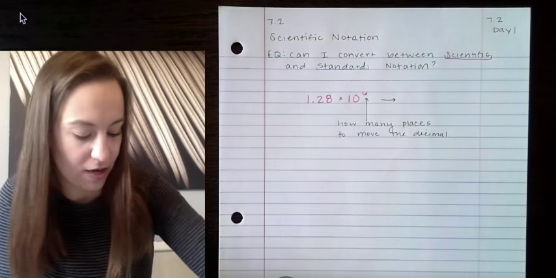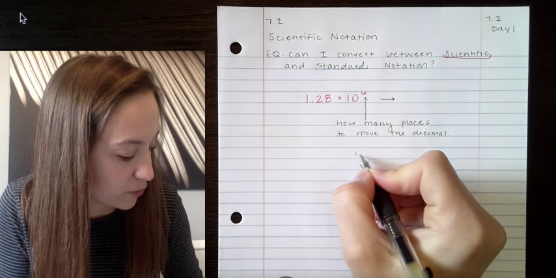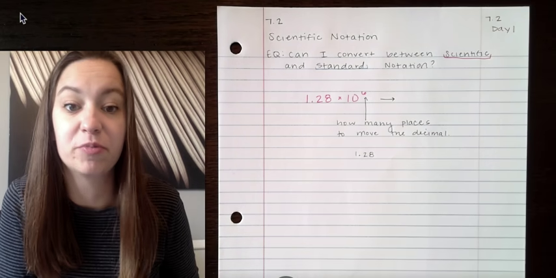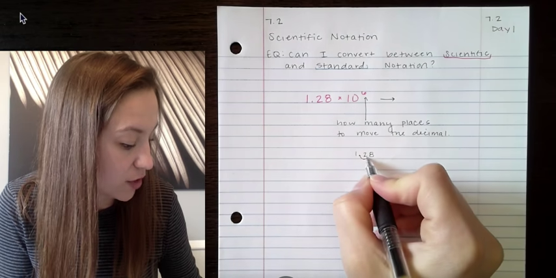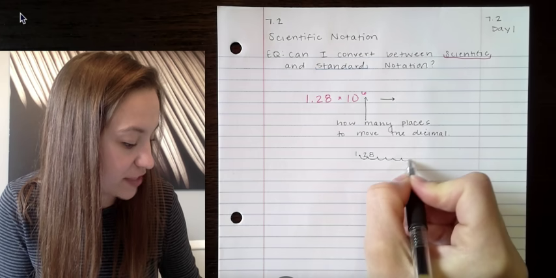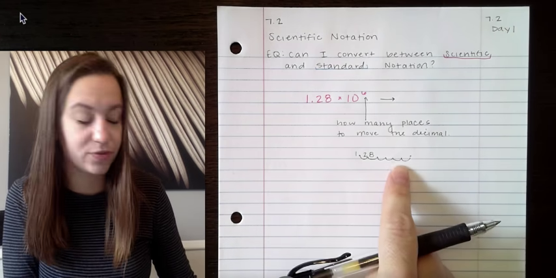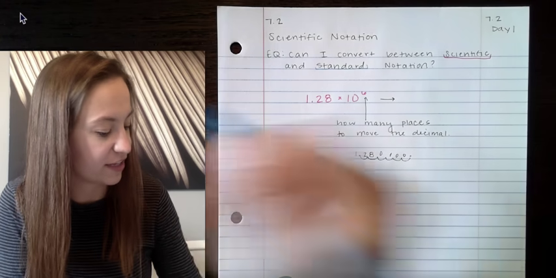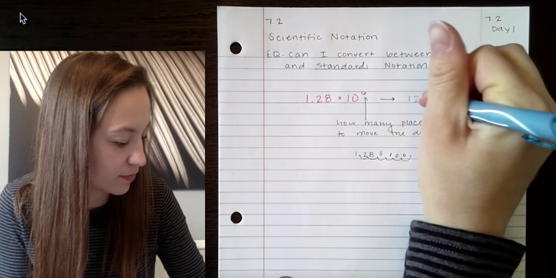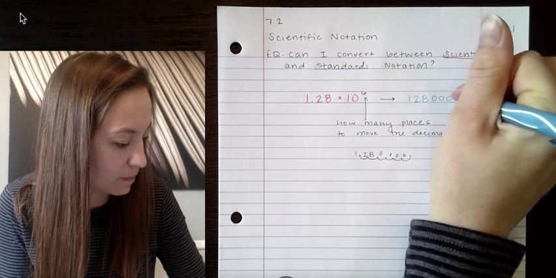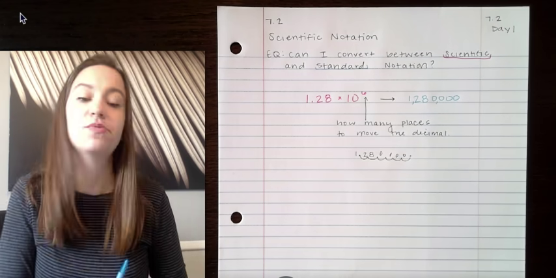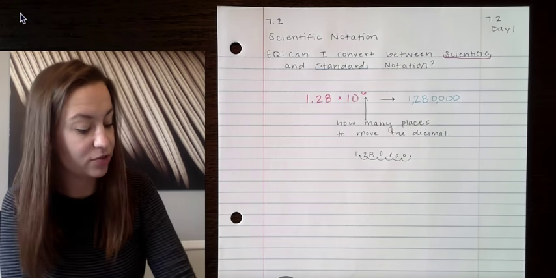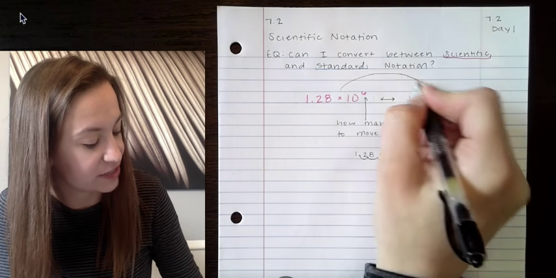So, I'm just going to do a little bit of work down here, 1.28. I'm going to move the decimal 6 places, 1, 2, 3, 4, 5, 6. And what am I going to do with those spaces? I'm going to add some zeros in there. And my final answer is 1,280,000.